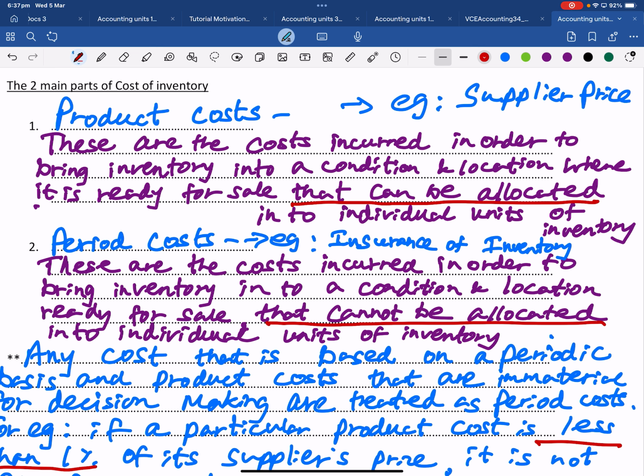Any question? What does that mean by logical basis?